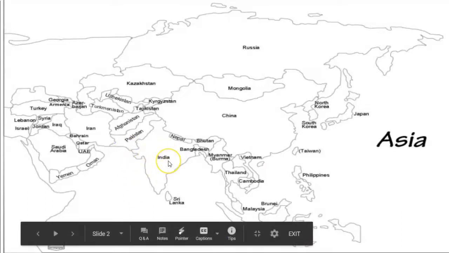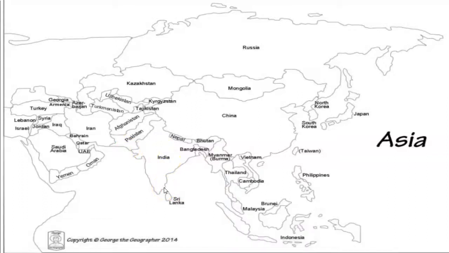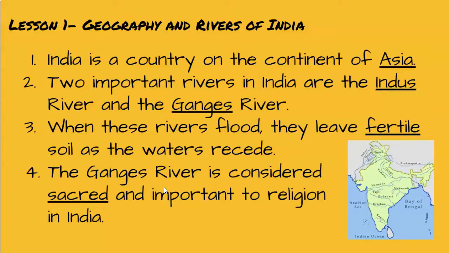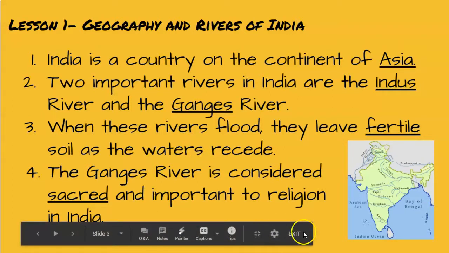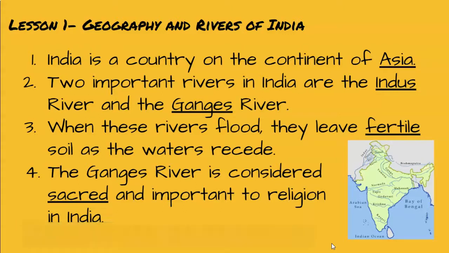So today we're going to be talking about the geography of India and rivers in India. So India is a country on the continent of Asia. So in your notes, you are going to write Asia. Make sure you use a capital A for Asia. And again, if you need to pause at any time, go ahead and get caught up.